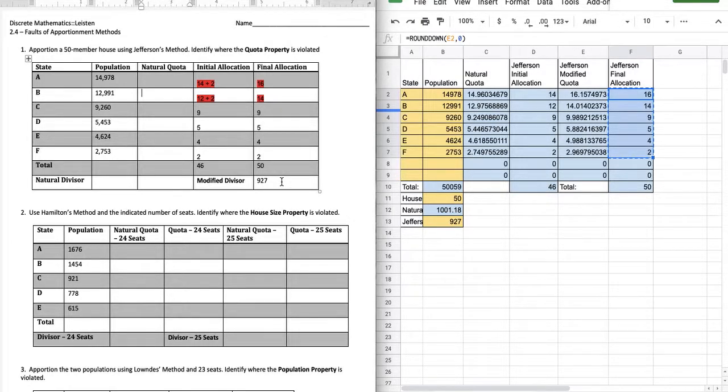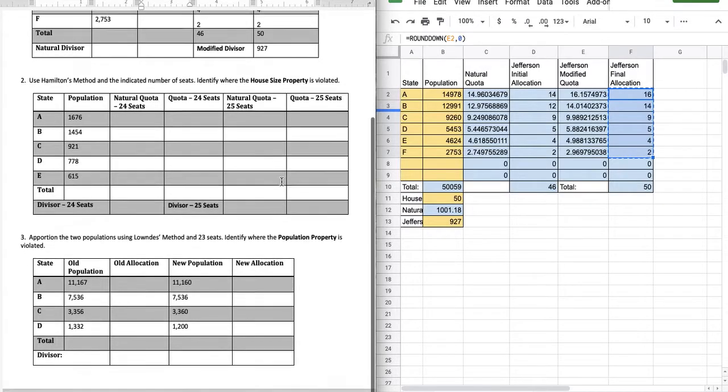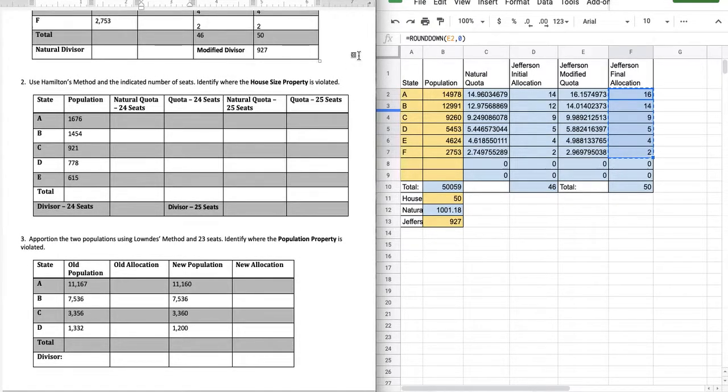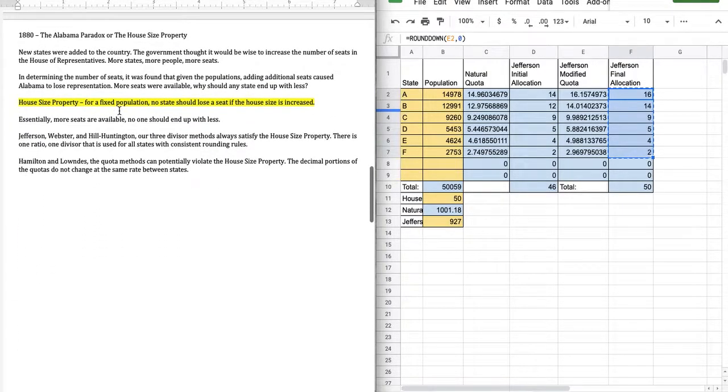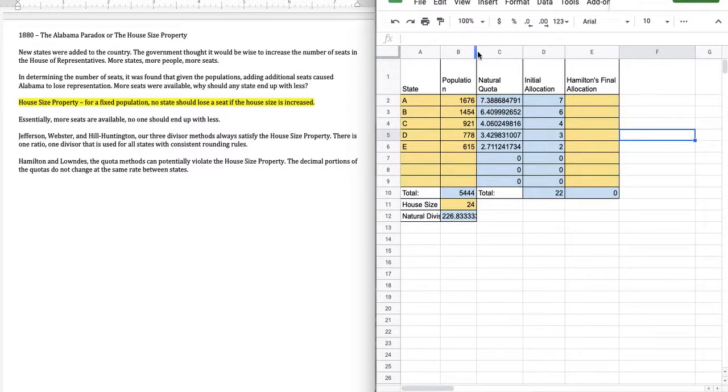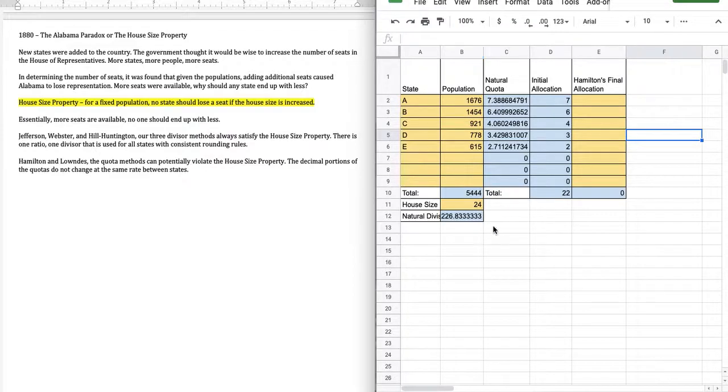Next up, we're going to use Hamilton's method, and we're going to show where the house size property is violated. So we're going to do this twice, once with 24 seats, once with 25 seats. Reminder, our house size property, our population is fixed. No state should lose a seat if the house size is increased. Over to the right, I'm going to go back to my Hamilton setup here, calculator. I've got my populations already entered.